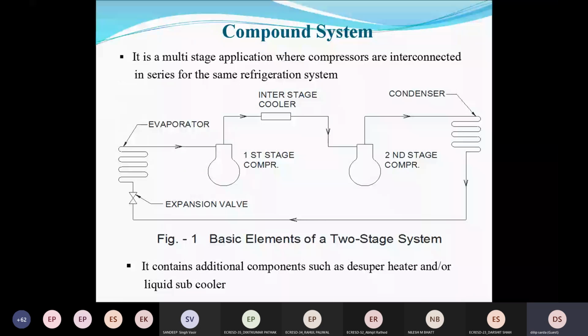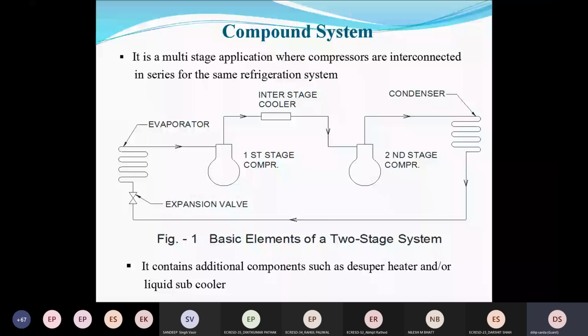Now we are talking about a compound, that is, a multi-stage compression system. Here the two compressors are connected in series. When we want more capacity, we put two compressors, multi-compressors, in parallel. When we require more compression ratio, the two compressors are connected in series.